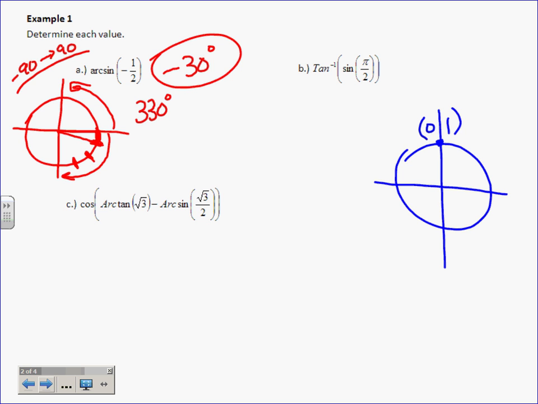So sine at pi over 2, who knows that answer? Just sine at pi over 2, just this part. Do you agree it's 1? Right? So this is really asking for arctangent of, I can completely replace this with what it's equal to, which is 1. Do you agree that's asking the same thing?